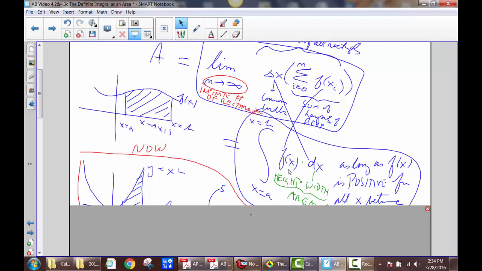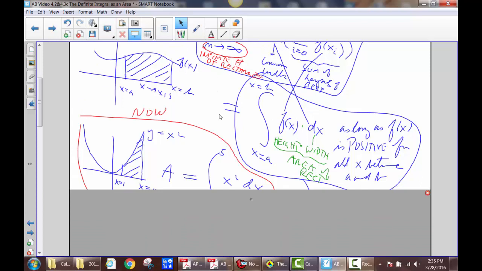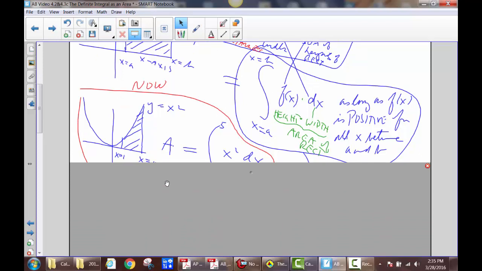And the heights, of course, are going to be different depending on where you are. Here, the height is not as high. Here, it's very high. Here, it's a lot lower. But what you're doing is adding up all those rectangles. Now, it is equal to this as long as your function f of x is positive for all x between a and b. In other words, the graph has to be above the x-axis for this exact integral to be the area. Okay, so this is very simple.